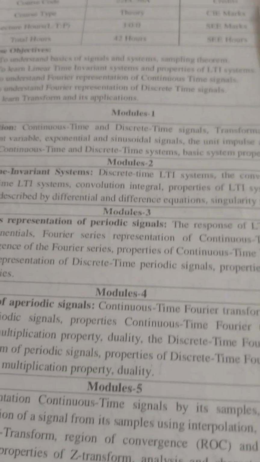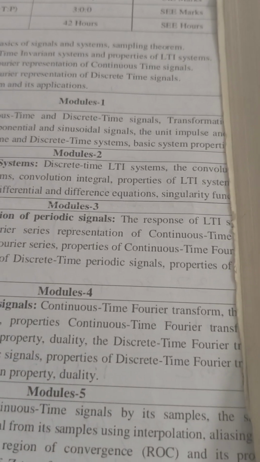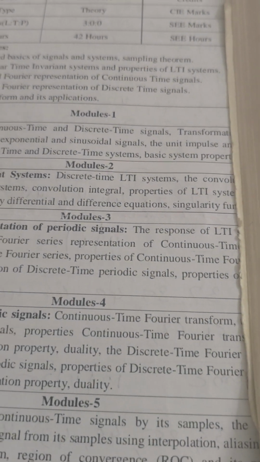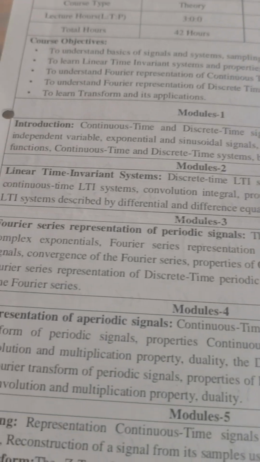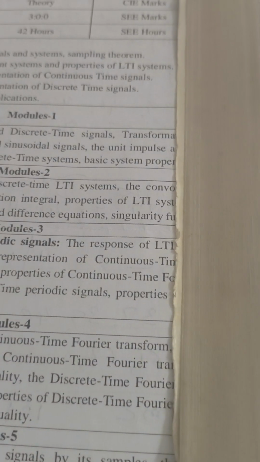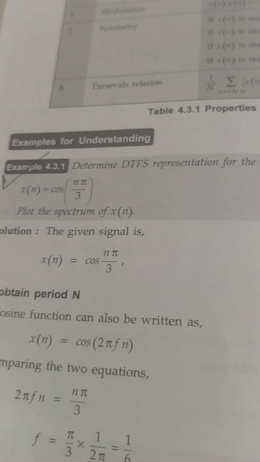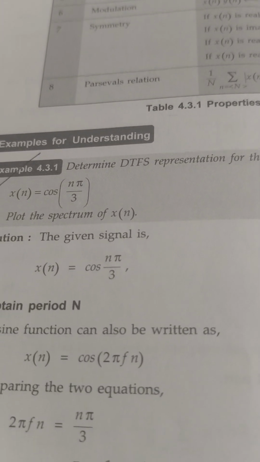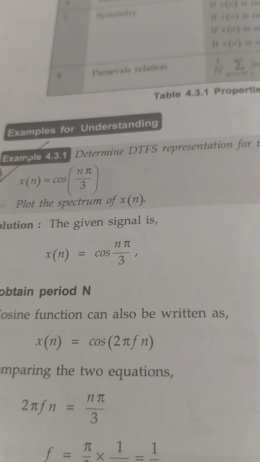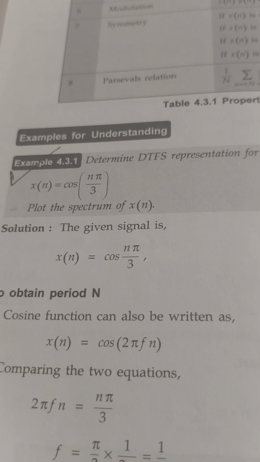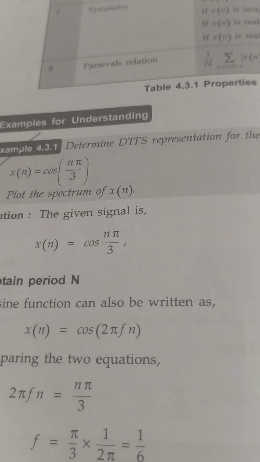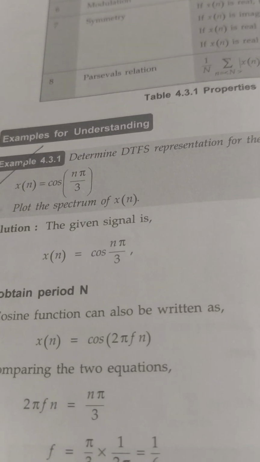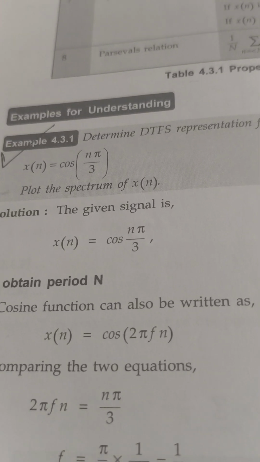Almost all the concepts which are there in the third module we have discussed. The only one concept we have left in the discussion of the Fourier series representation for periodic signals is that we have not solved the problems related to DTFS, that is, discrete time Fourier series representation of the signal. We have discussed the properties of DTFS and so many other concepts, but we have not solved the problems related to the DTFS.